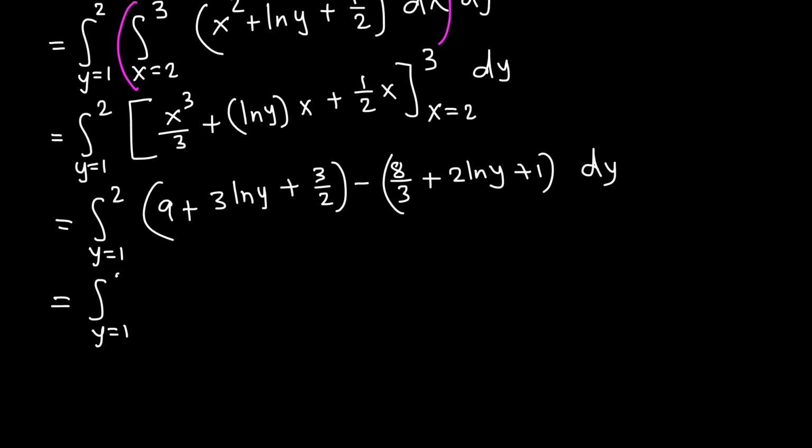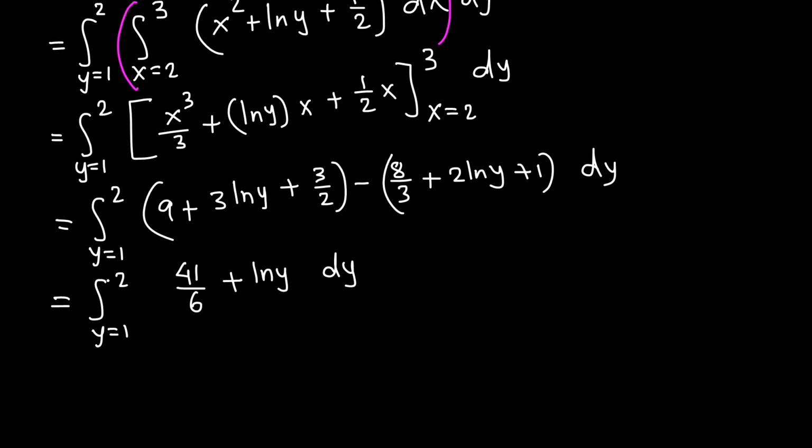Let's simplify this. y from 1 through 2, 9 minus 8/3, so 9 is 27/3 minus 8/3. And 3/2 and 1, so we have 9 plus 3/2 minus 8/3 minus 1. Let's compute that: combining them, we get 41 over 6. Then 3 ln y minus 2 ln y, just 1 ln y, dy.